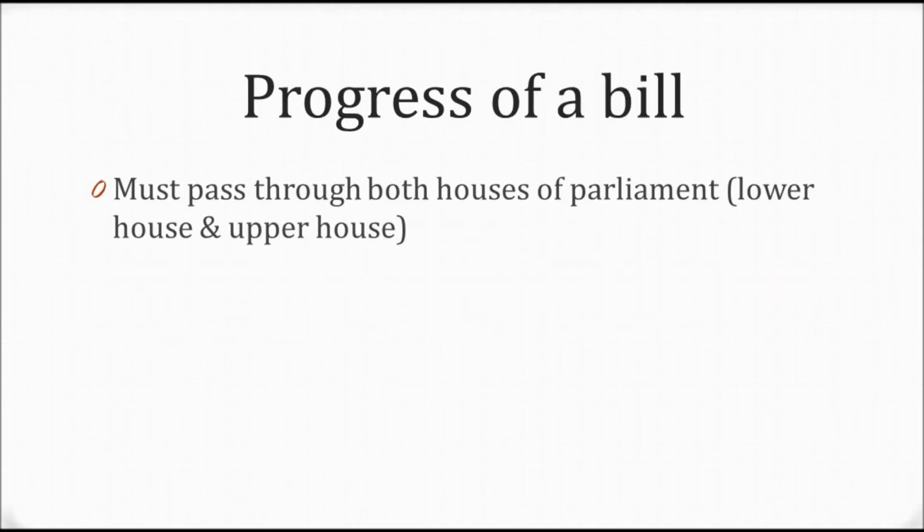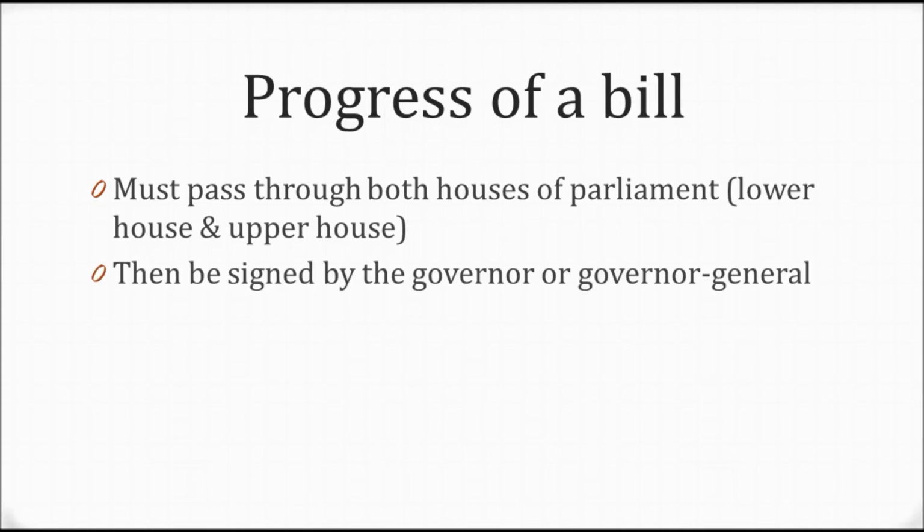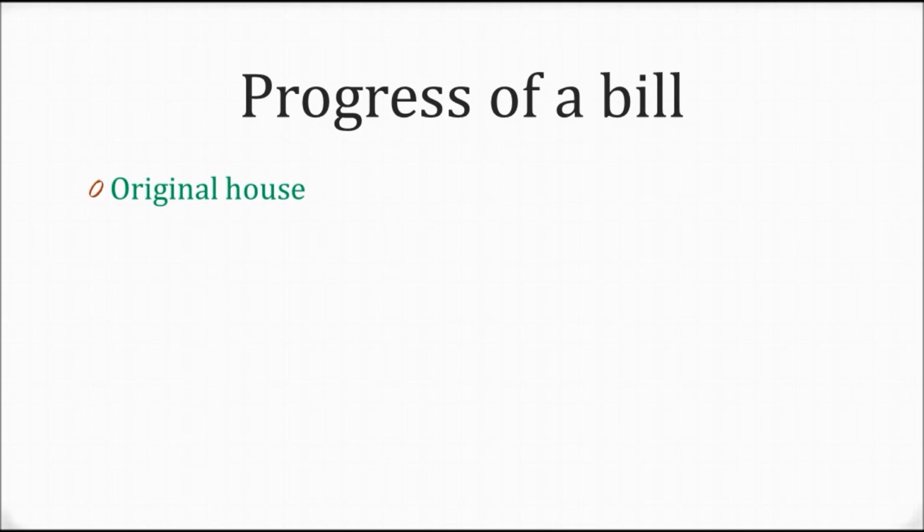Okay, so for the progress of a bill through Parliament, a bill must pass through both houses of Parliament, both the lower house and the upper house. Most bills are introduced into the lower house first. However, bills can be introduced into the upper house first. The bill basically goes through the same process in both houses, and once it's passed both houses, it then needs to be signed by the Governor or the Governor-General before it can become law. So we'll just talk about how the bill progresses through the original house first.